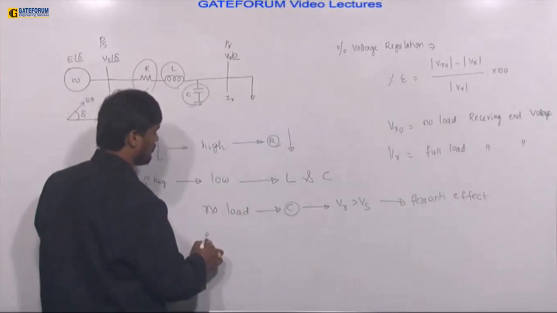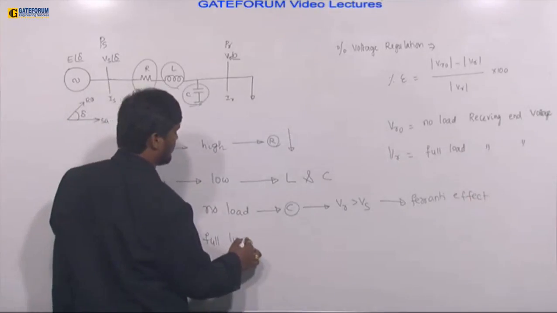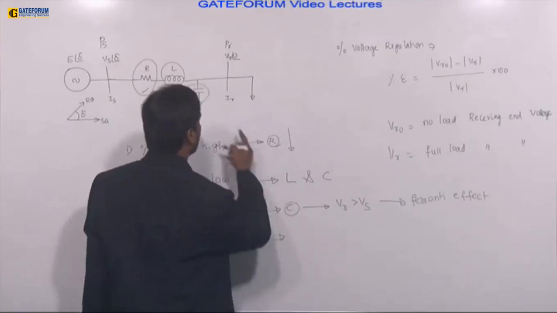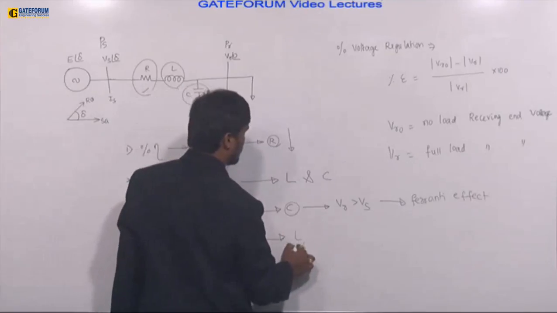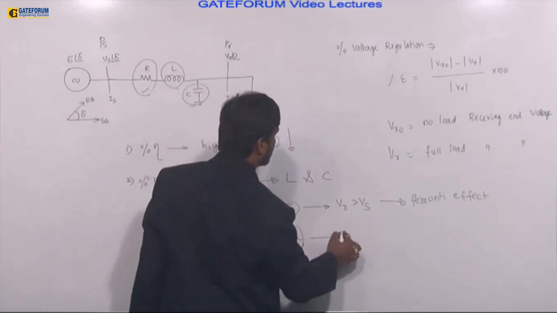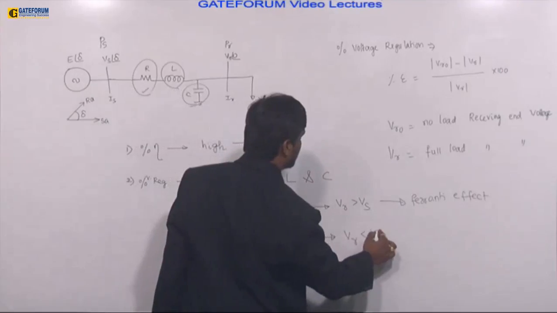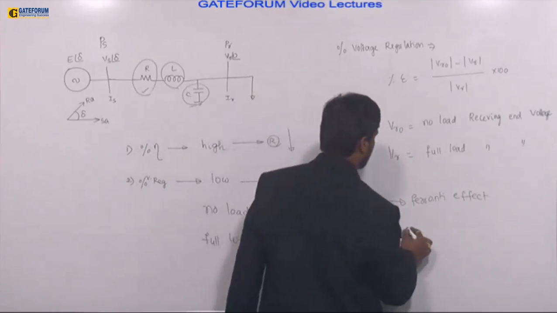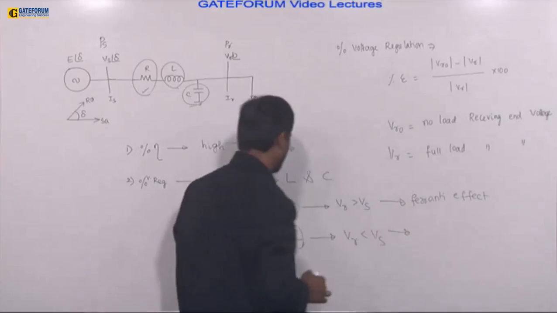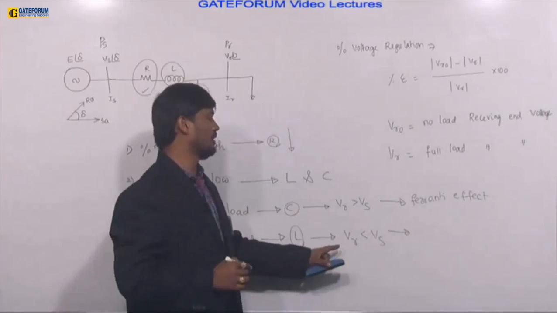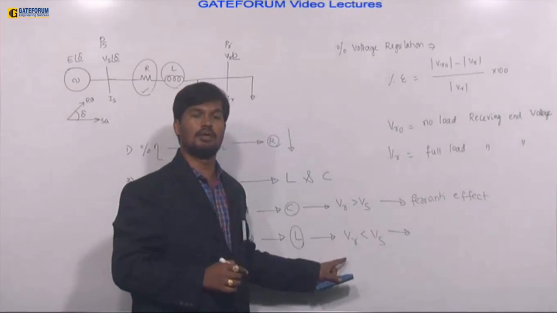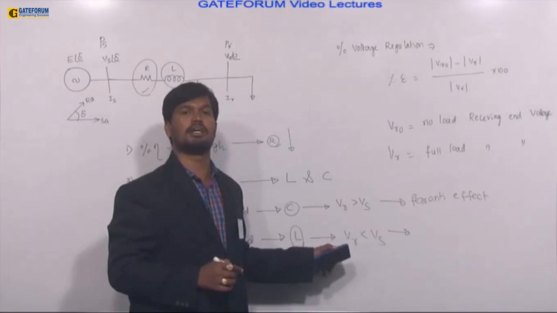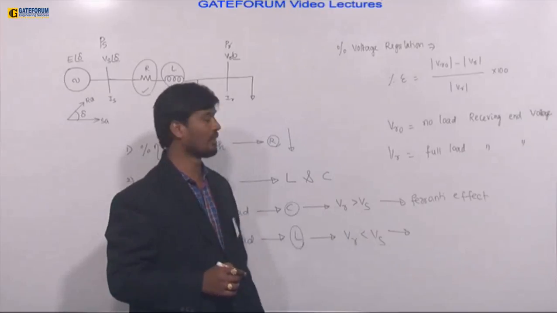Next, under full load condition, which is dominant? Inductance is dominant. Due to dominance of inductance, the voltage at the receiving end is less than the sending end voltage. Whenever the voltage at the receiving end is less than the sending end, definitely at the load point we have poor voltage. We have to improve the performance by increasing the voltage.